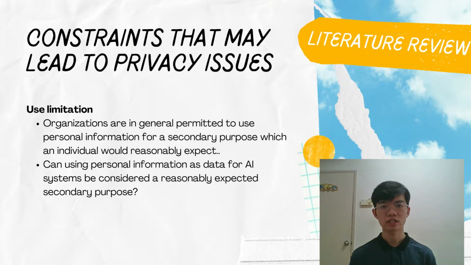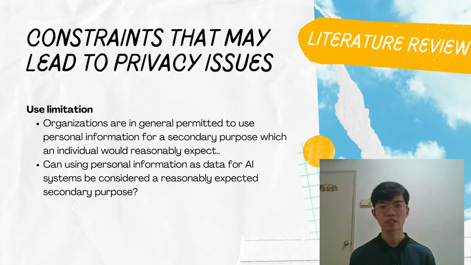Use limitation is the principle that personal information should not be used or disclosed for purposes other than those for which it was collected, except with consent or legal authority. However, organizations are in general permitted to use personal information for a secondary purpose which an individual would reasonably expect.